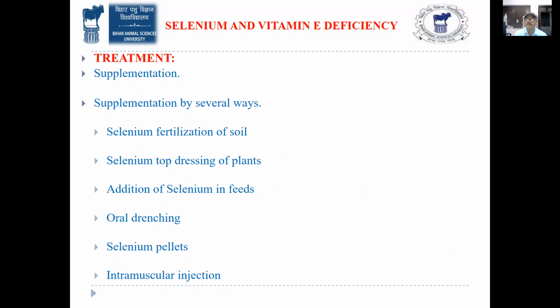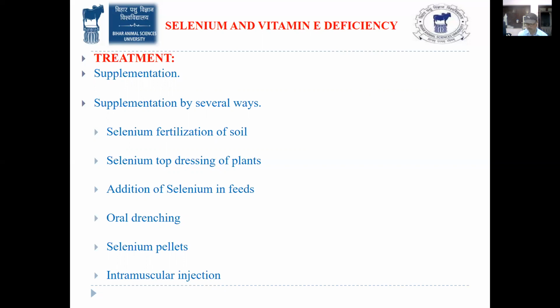Treatment can be done with supplementation of selenium and vitamin E, depending on the species and type of production. Supplementation may be accomplished in several ways, like selenium fertilization of soils, selenium top dressing of plants, addition of selenium in feeds, oral drenching of selenium and vitamin E preparations, selenium pellets, and intramuscular injections.